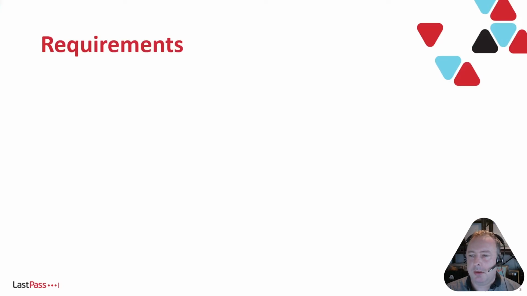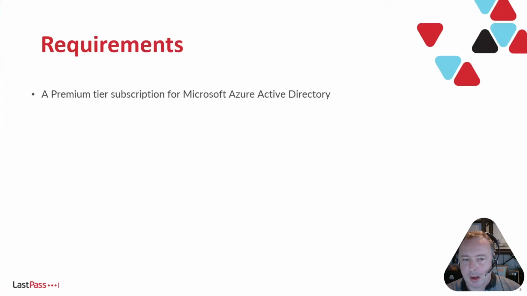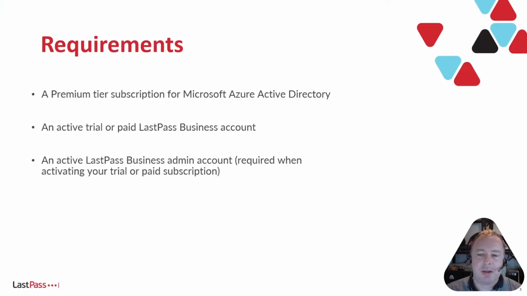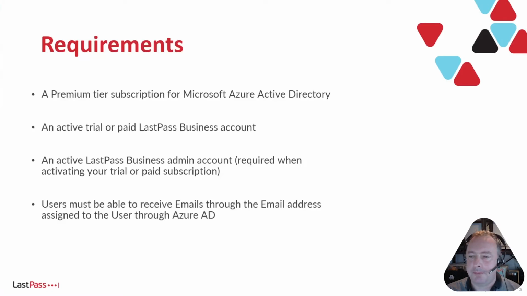Before we get started, let's quickly check the requirements that are needed for this integration. Make sure you have all of the following elements. A premium tier subscription for Microsoft Azure Active Directory, an active trial or paid LastPass business account, an active LastPass business admin account. This is part of your business account. And lastly, users must be able to receive emails through the email address assigned to the users through Azure AD.